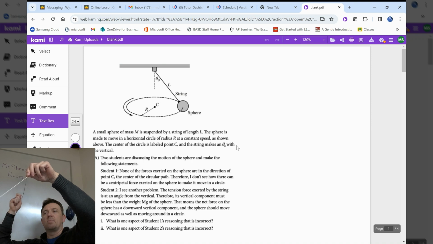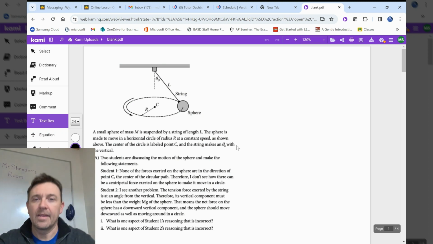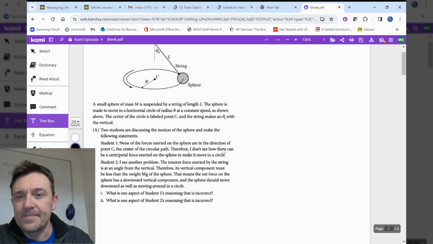So why is the ball always changing its direction? There must be some sort of outside force making the ball go in a circle, because objects in motion don't want to go in circles. If I were to let go of this string, the ball is not going to go in a circle. It's going to go flying off in a straight line. So let's read what the students have to say about this.